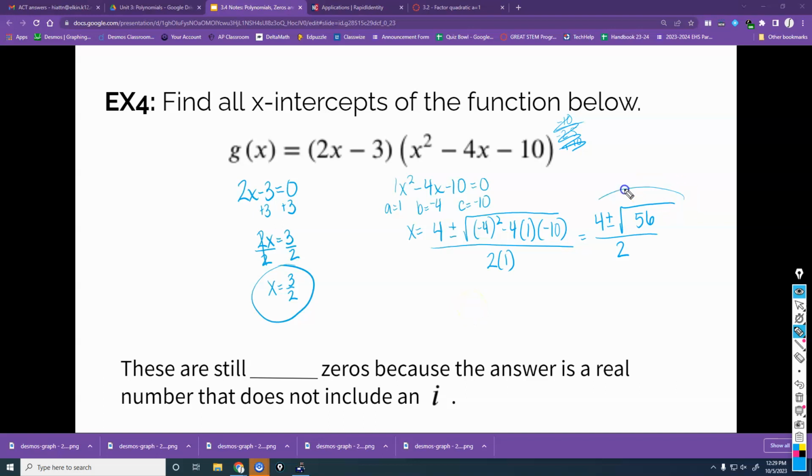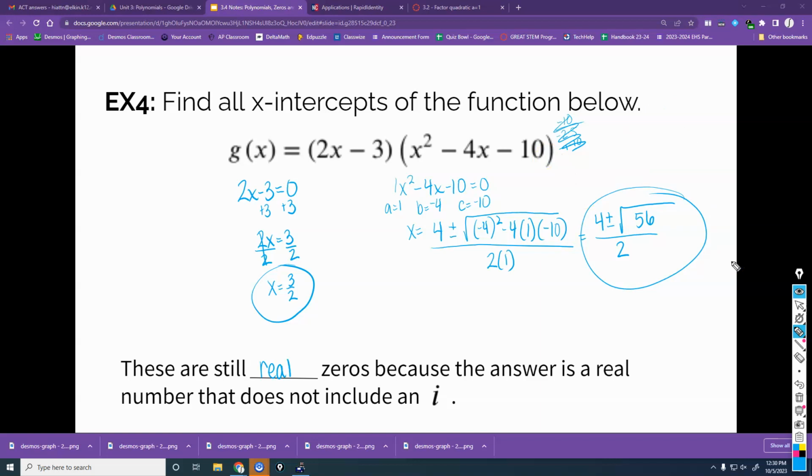Okay, so that's my other 2 zeros, right? I've got the 3 halves, and then I've got 4 plus the square root of 56 over 2, and 4 minus the square root of 56 over 2. Now, it's important that you understand these are still real zeros. The answer does not include an i. We don't have a negative under a square root that would give us an i. So these are still real. You still see them on the graph. If I graph this, there's going to be 3 zeros that I can see. It's just we're going to have crazy decimals for some of them.